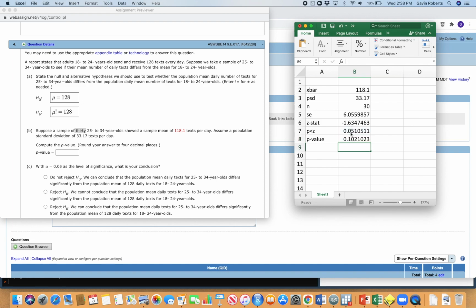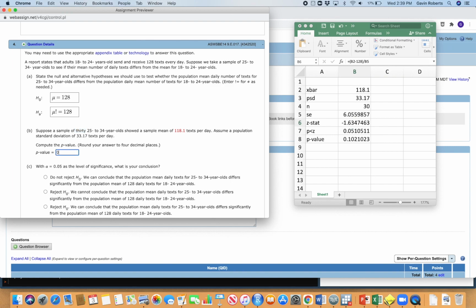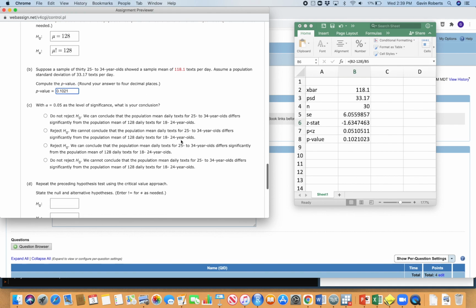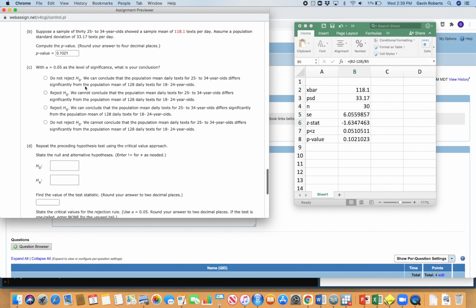You just double it. The reason that works is because a z distribution is symmetric. So the area to the left of negative 1.63 is the same as the area to the right of positive 1.63. So in a two-tailed test with the equals and not equals, we have to remember to double the p-value. But you do not do that in a one-tailed test. Okay, they want 4 decimal places. Our alpha is 0.05.